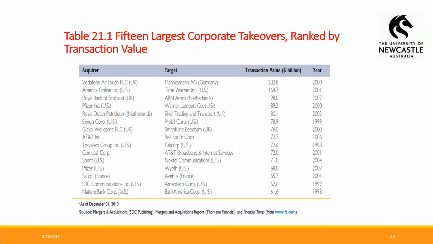Also, if we look at the individual M&A transactions over the last few years, these are the 15 largest takeover transactions by size, right, in the past. So the first one being Vodafone buying Mannesmann in Germany, and the value is $202.8 billion US dollars in 2000. So this slide illustrates the size of M&A transactions, and as you can see, they tend to be quite large, right?